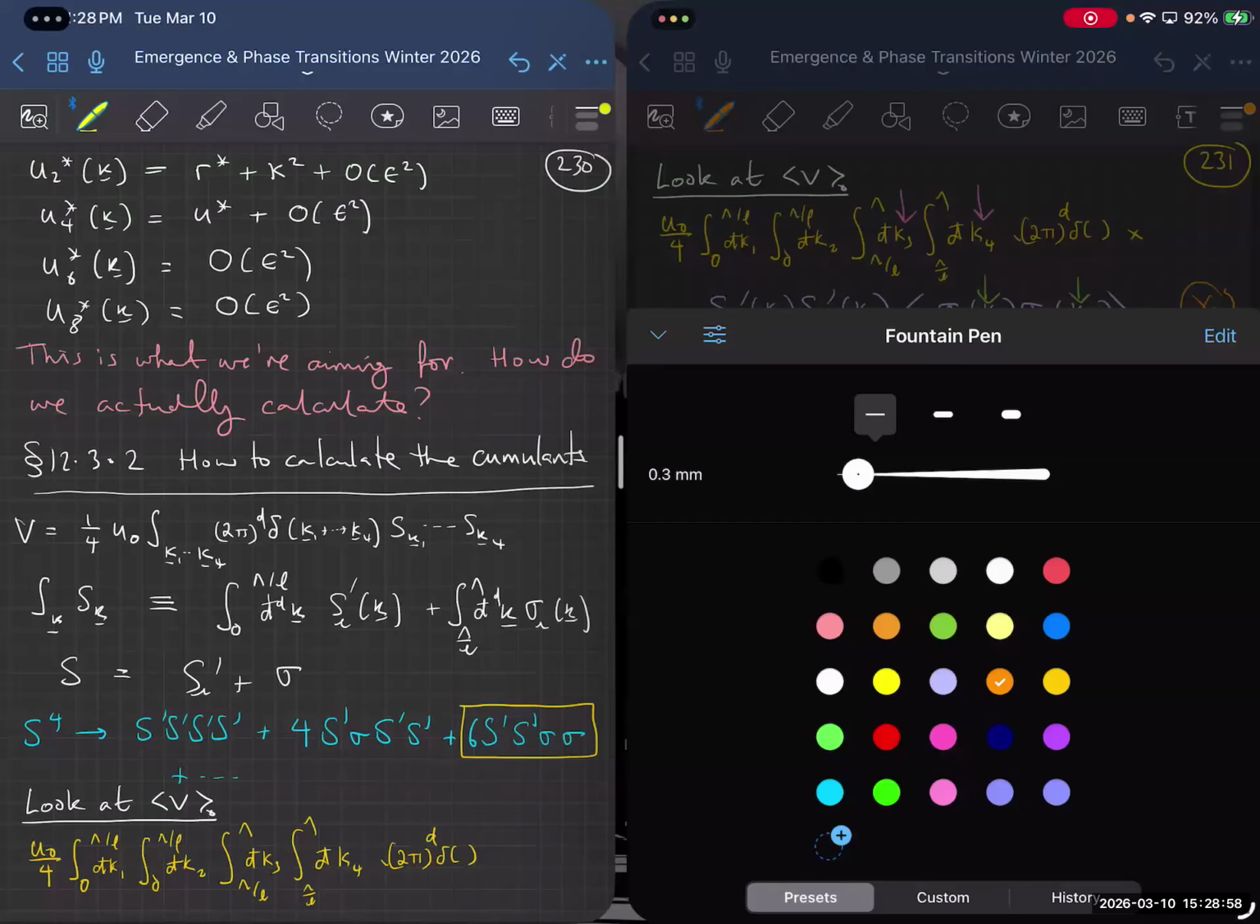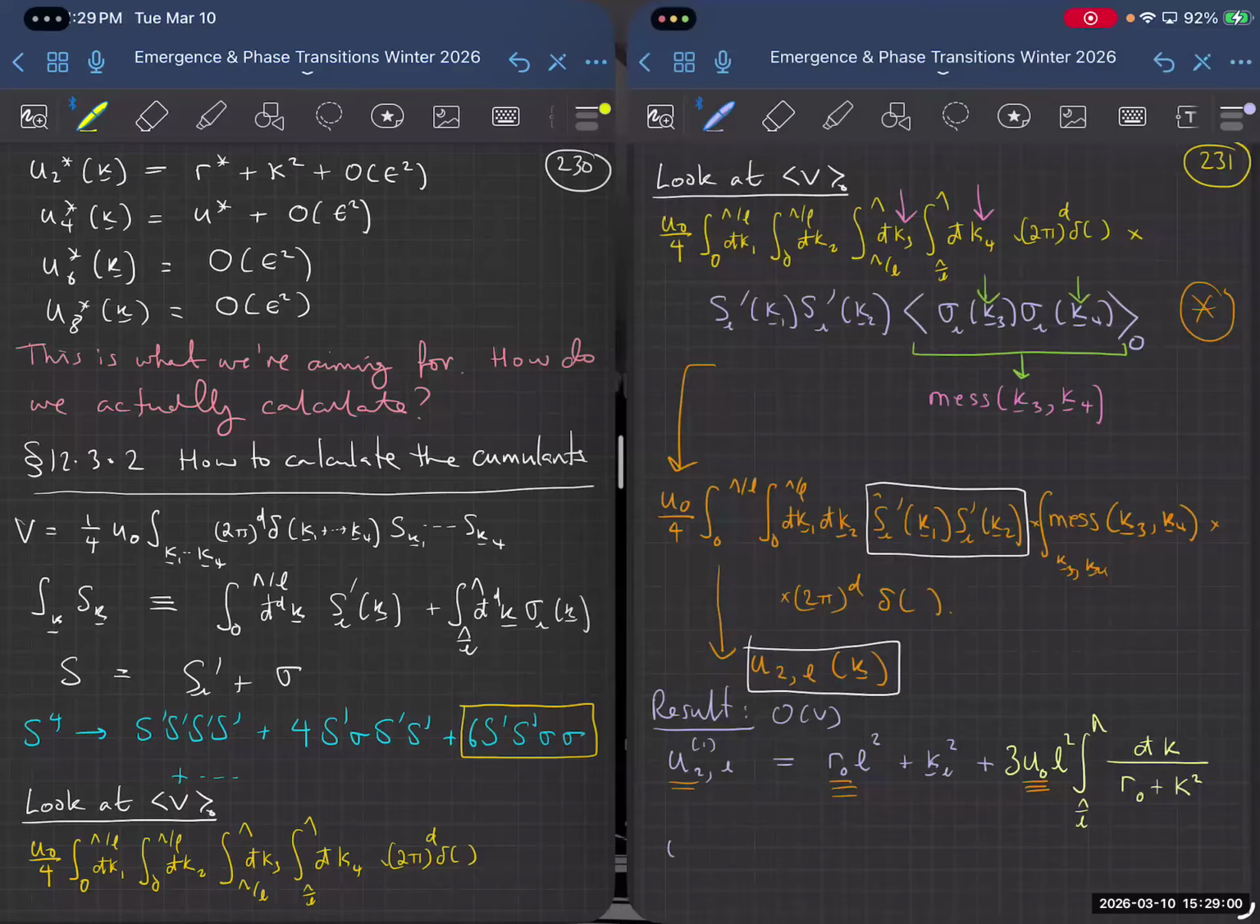Okay, now here comes the next thing. So now let's have a look at what the quartic coupling constant looks like. And this is really kind of a bummer. The quartic coupling constant, when you work it out, looks like this. U naught L to the power 4 minus D, which is U naught L to the epsilon. Okay, now why is this a bummer?